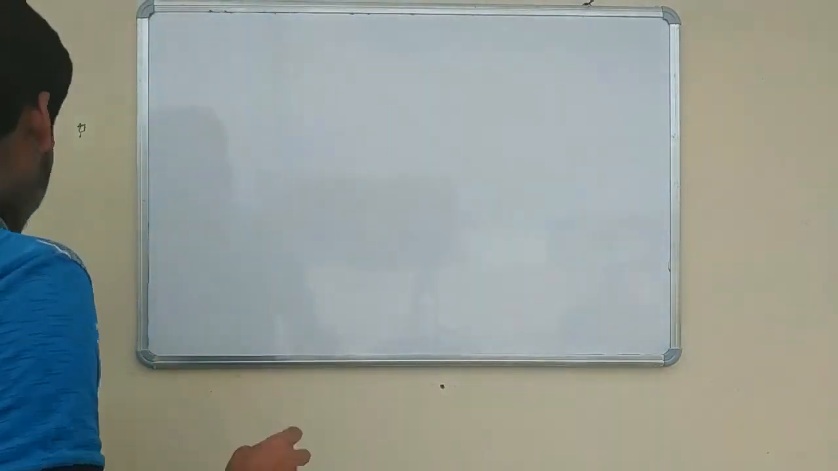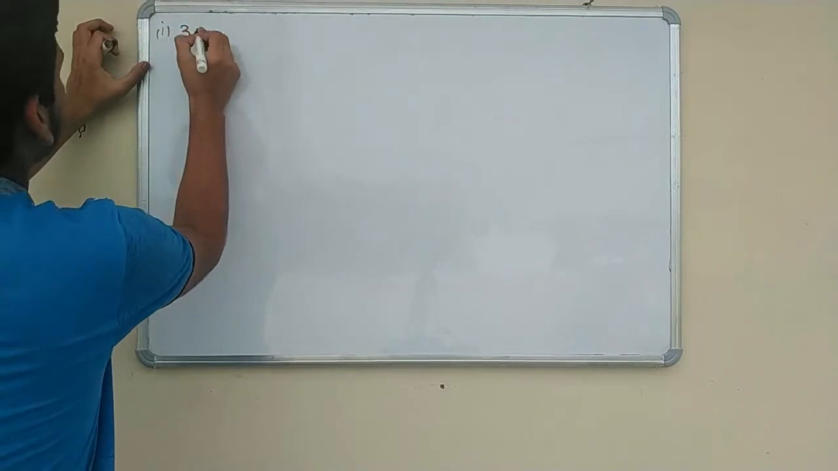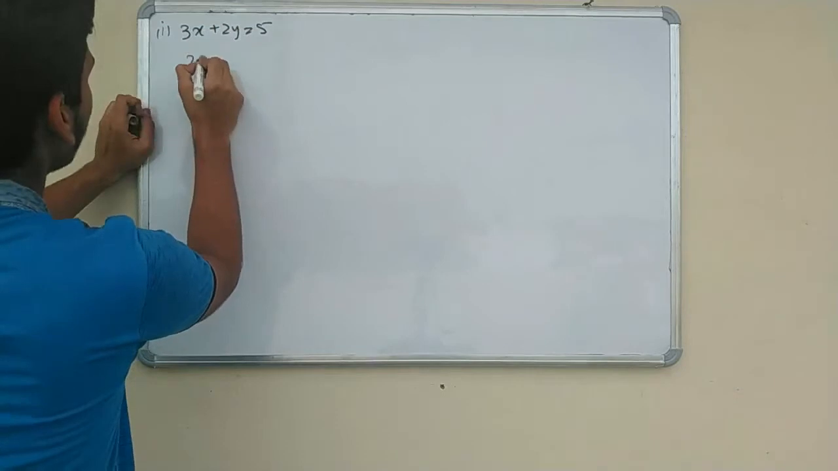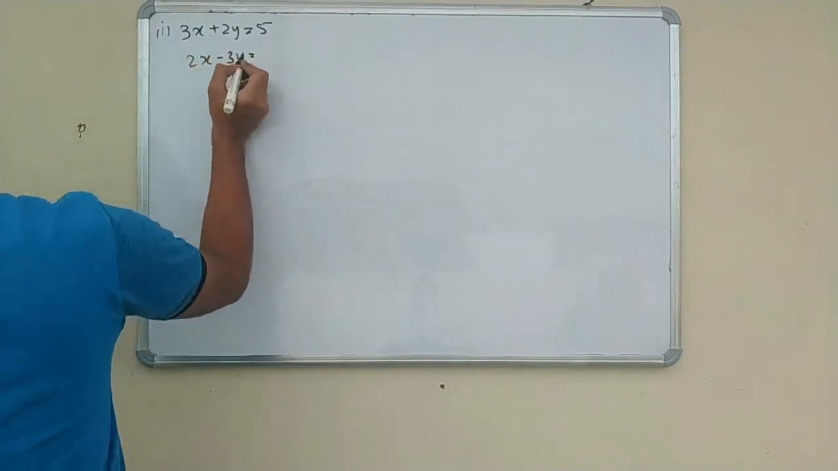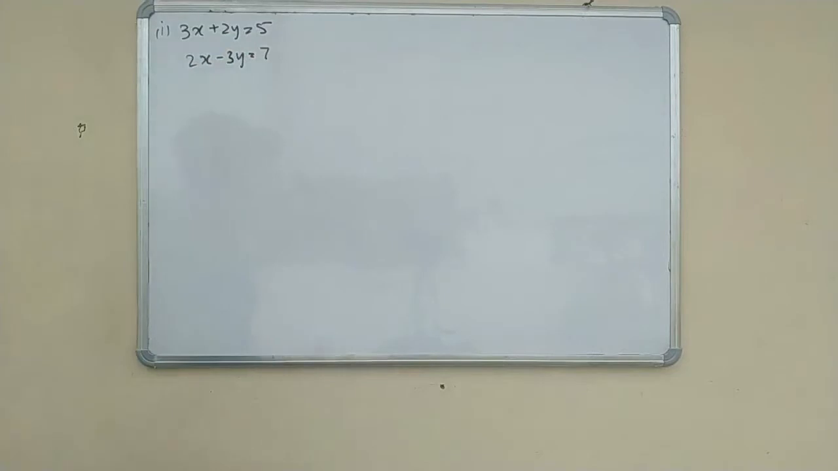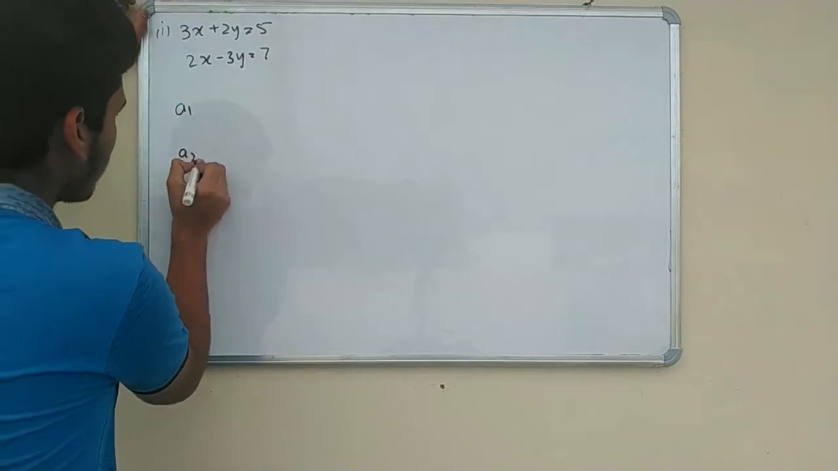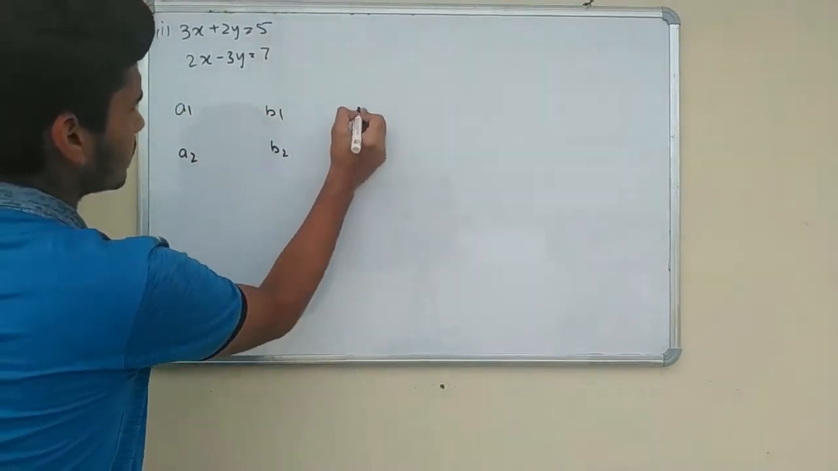So the third method is to plot these points in the graph and see whether the lines are intersecting, coincident or parallel, and get your answer. So we will do it with the comparing the coefficient method, which we have done in the previous second question. So the third question, first part says that 3x plus 2y equal to 5 and 2x minus 3y equal to 7. These are the two equations which we need to consider. So here a1, a2, b1, b2 and c1, c2.